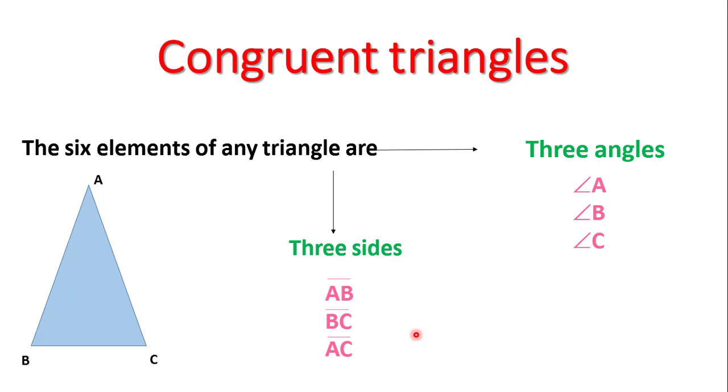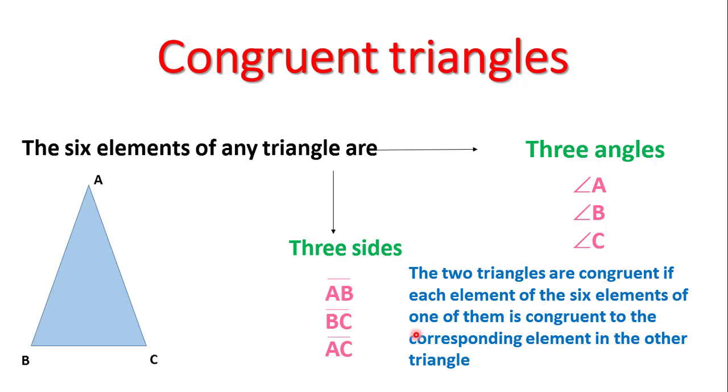If the 3 angles and the 3 sides of one triangle are congruent to those of another triangle, then the two triangles are congruent. So the two triangles are congruent if each element of the 6 elements of one of the triangles is congruent to the corresponding element in the other triangle.